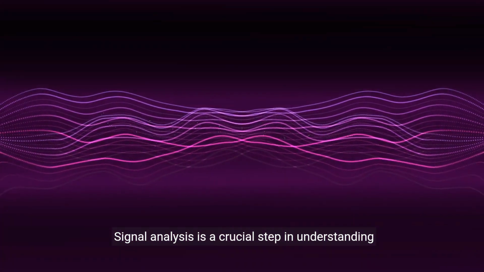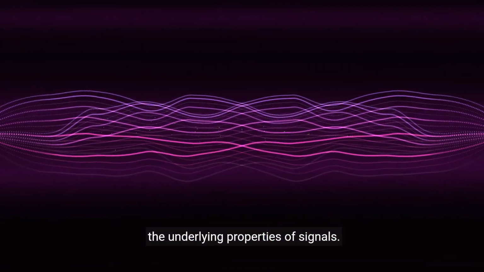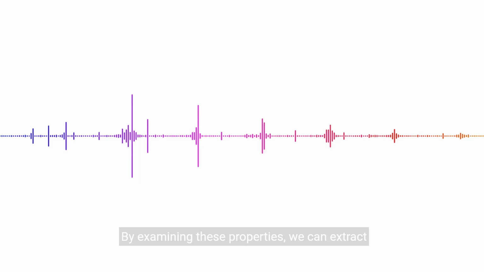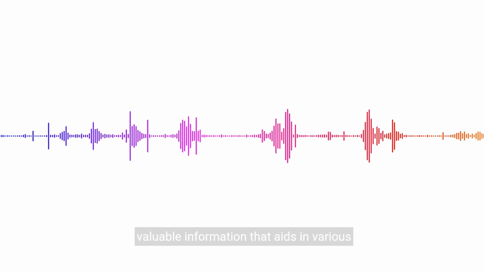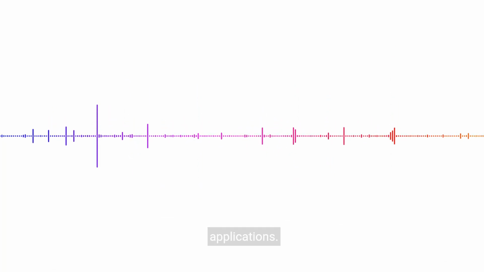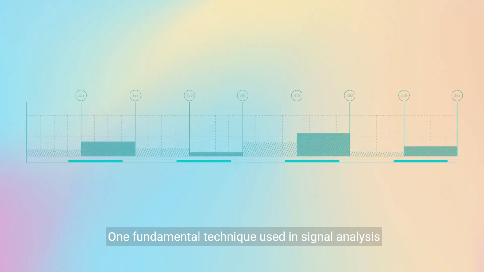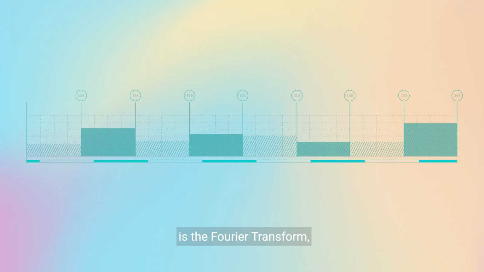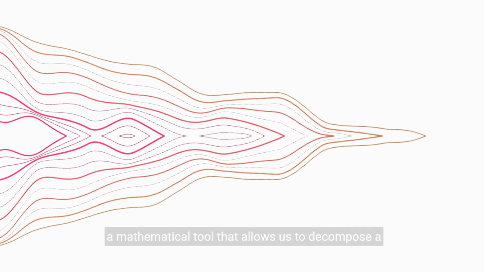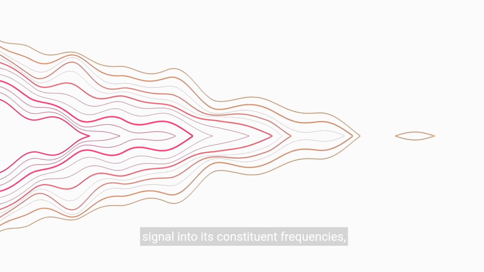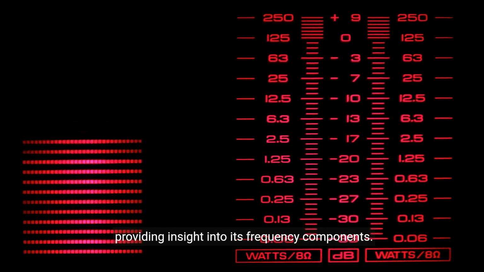Signal analysis is a crucial step in understanding the underlying properties of signals. By examining these properties, we can extract valuable information that aids in various applications. One fundamental technique used in signal analysis is the Fourier transform, a mathematical tool that allows us to decompose a signal into its constituent frequencies, providing insight into its frequency components.